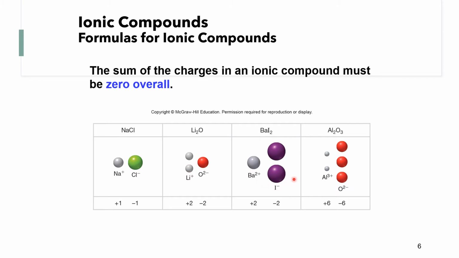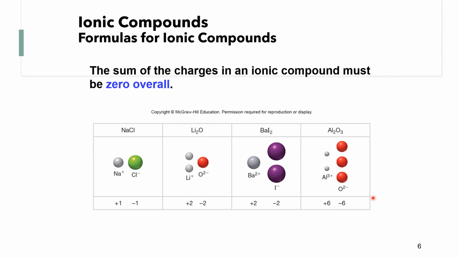Similar thing going over here with barium iodide. Barium has a +2 charge when it becomes an ion. Iodine only has a -1 charge when it becomes an ion. So you need two of these to balance out the charge on the barium. So barium iodide is BaI2.